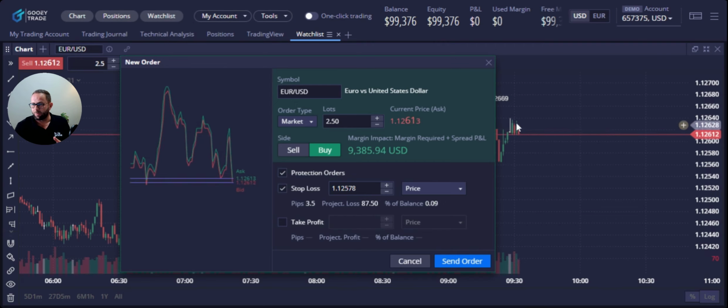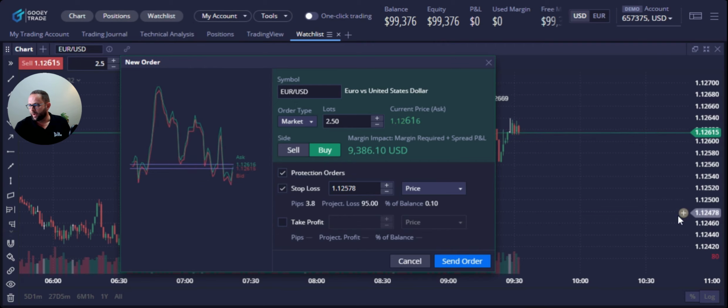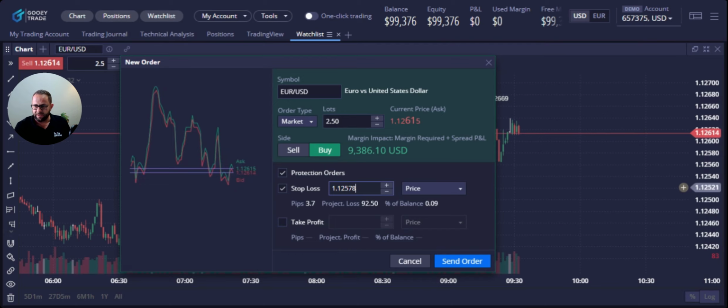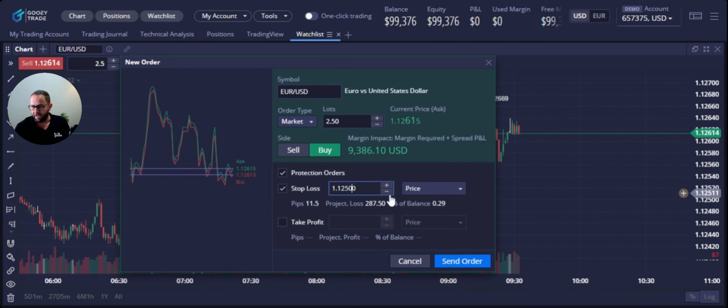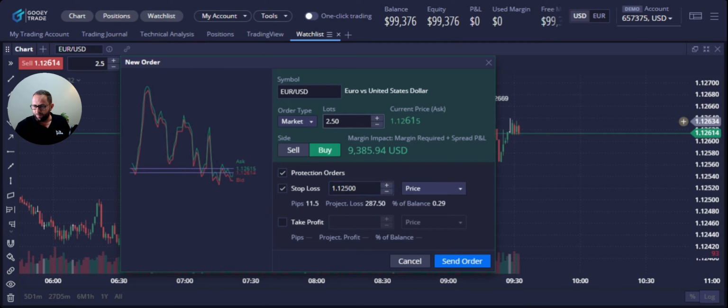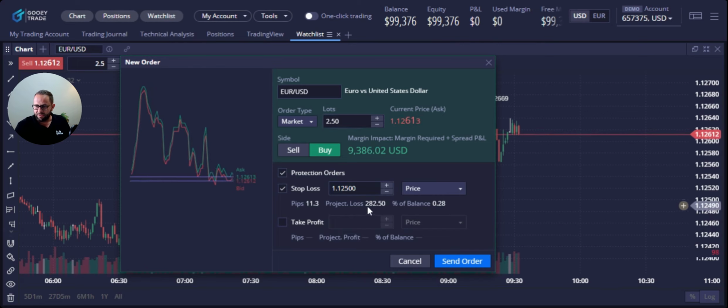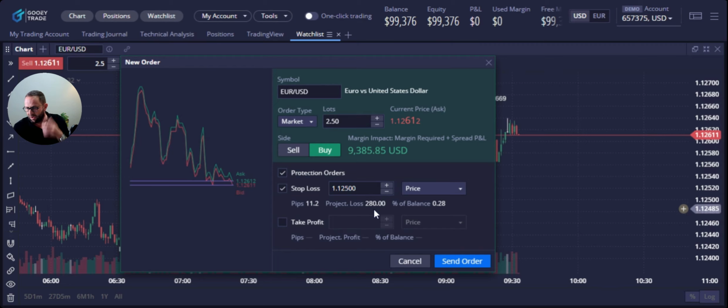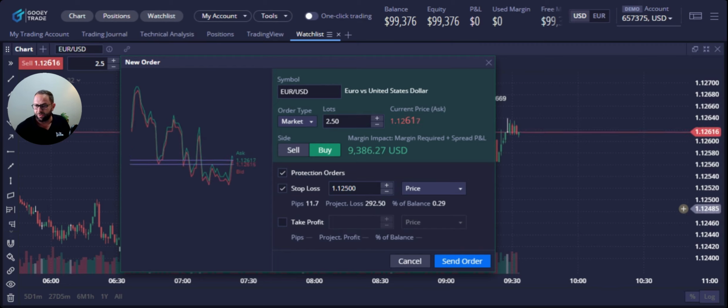Now, let's say, for example, we think the euro US dollar is going to go up from here. You're interested in buying it, and you want to place your stop loss below price, let's say at 1.1250. You can then just go ahead and change that price number over there. And as you do that, you'll see that with 2.5 lots, you'll be risking plus minus $280, because it's a market order. It will change as price fluctuates.